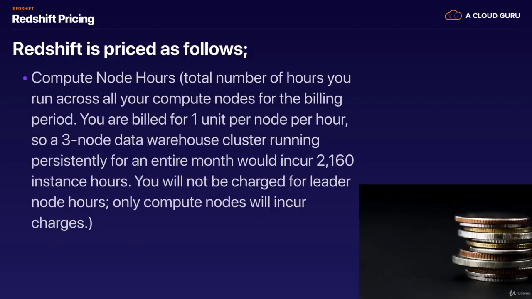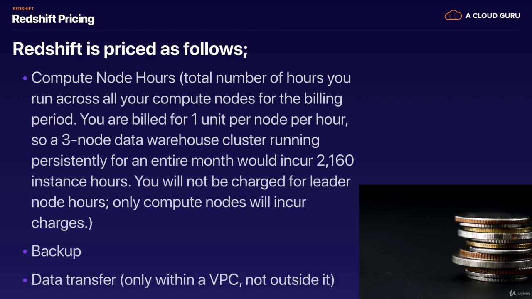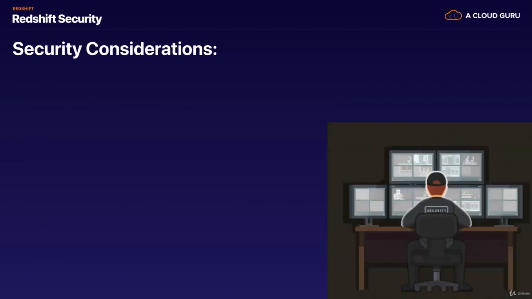The way Redshift is priced, it's basically on the compute node hours. This is the total number of hours you run across all your compute node units for the billing period, and you're billed for 1 unit per node per hour. So a 3-node data warehouse cluster running persistently for an entire month would incur 2,160 instance hours. You're not charged for leader node hours, only for your compute node hours. Bear that in mind as well. You're also charged for your backups and for your data transfer, and this is only within a VPC, not outside it.